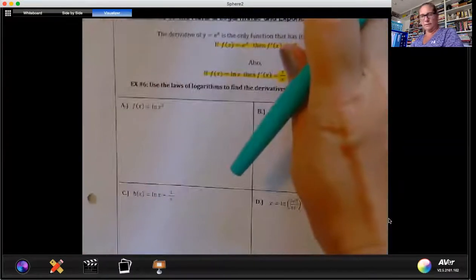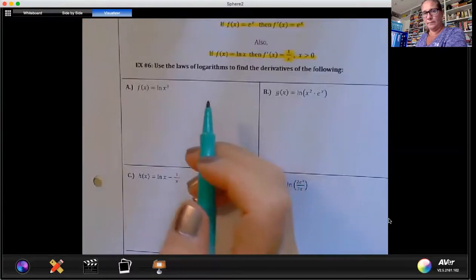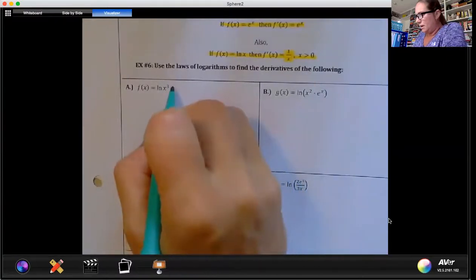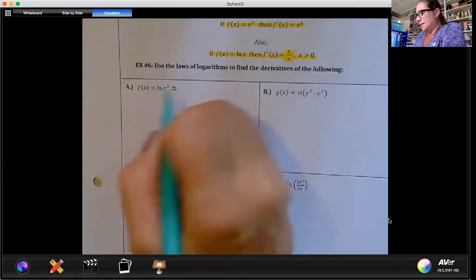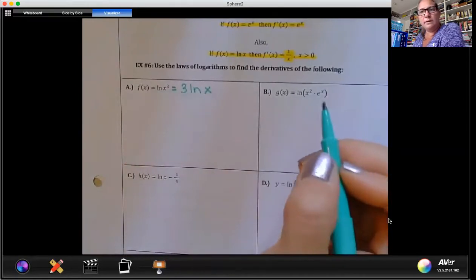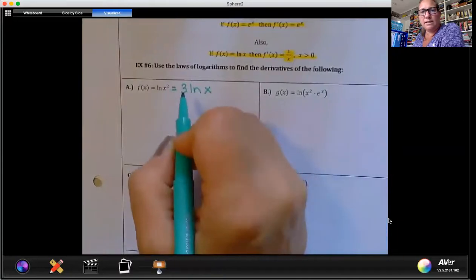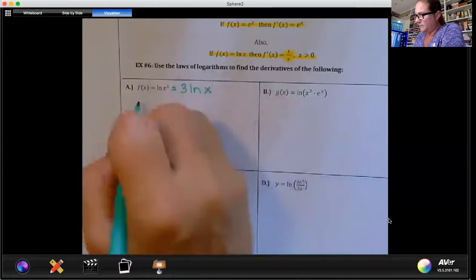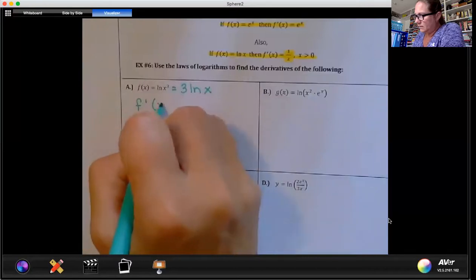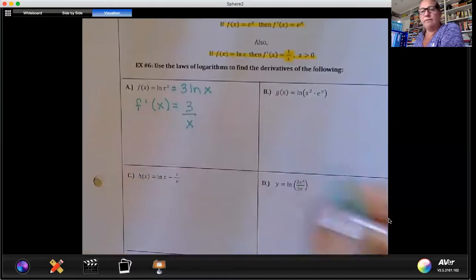You're also going to see some log properties here, so if that's something that you need some review on, let me know. You're going to do a rewrite when you have an exponent, and that exponent comes down in front of your function. That's one of the log properties. The number in front becomes the exponent, or the exponent becomes the number in front. In this case, the exponent becomes the number in front. So 3 times 1 over x is 3 over x.